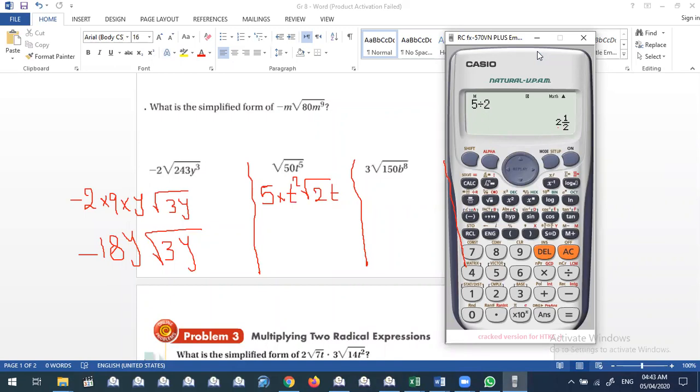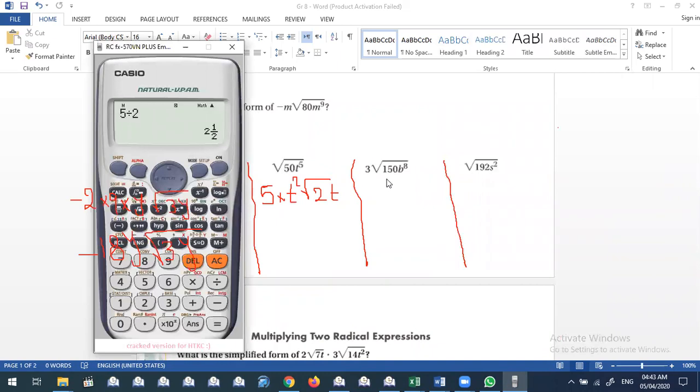Here we have 3 square root 150 b power 8. First, write 3, don't forget, times, find the square root of 150 by using the calculator. Square root 150 equals 5 square root 6. So times 5 and make a space, times, don't forget, because we still have a letter, square root 6 inside.